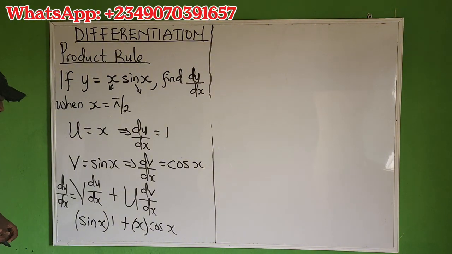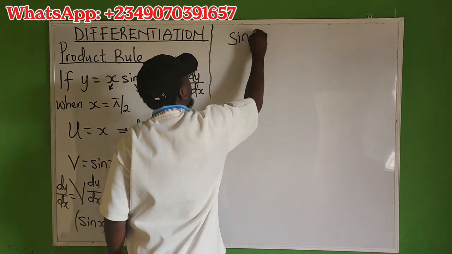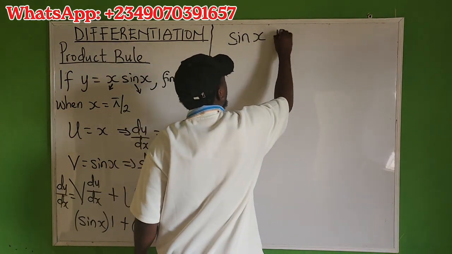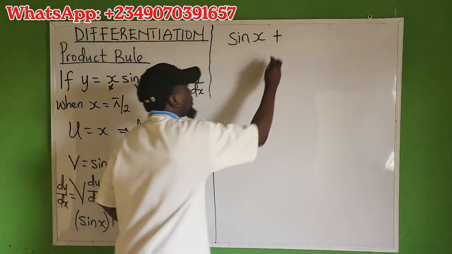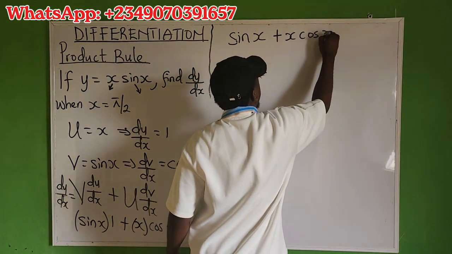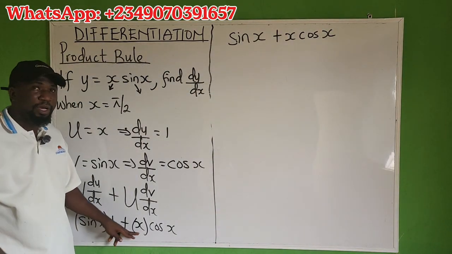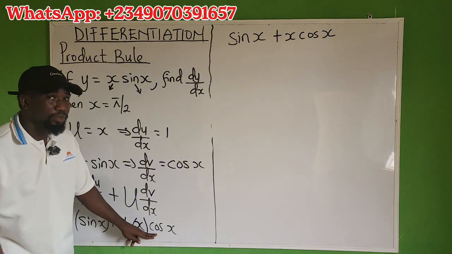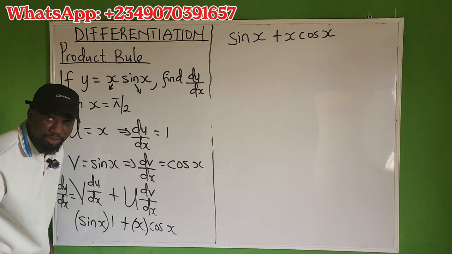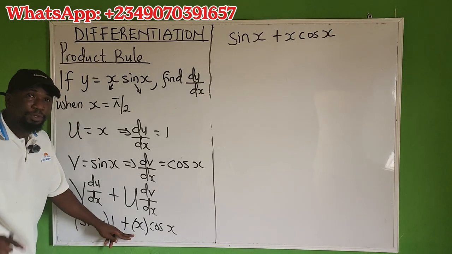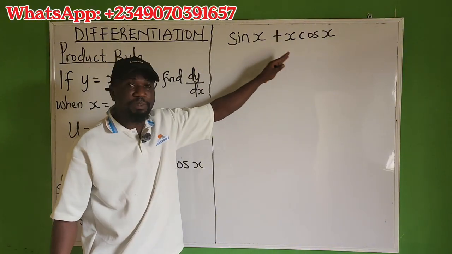Are you getting it? All right. So sine x multiplied by 1 gives us sine x. Then plus x multiplied by cos x will give us x cos x. Please do not make that mistake saying x multiplied by cos x is going to give us cos x squared. No. Like I said, this is algebra here, and that is trigonometry. So x multiplied by cos x will give us x cos x. So this is meant to be our final answer.